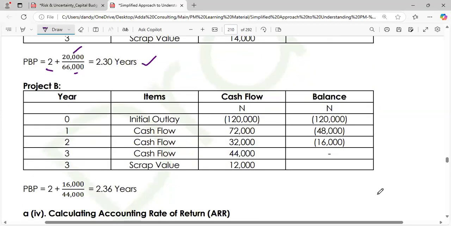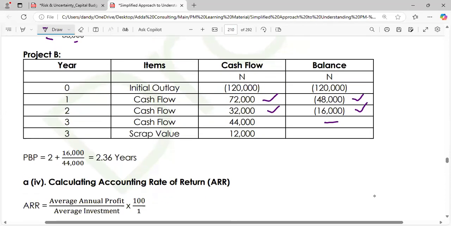Then we do the same thing for project B. Project B, initial outlay is 120,000. 120,000 minus 72,000 will give us a balance of 48,000. 48,000 minus 32,000 will give us a balance of 16,000. 16,000 is lower than the next cash inflow. You put a dash, then you calculate the payback period, and we got 2.36 years. Okay, we got 2.36 years.